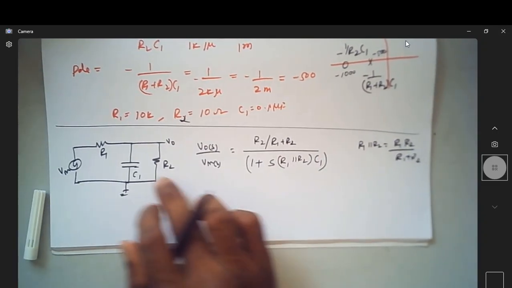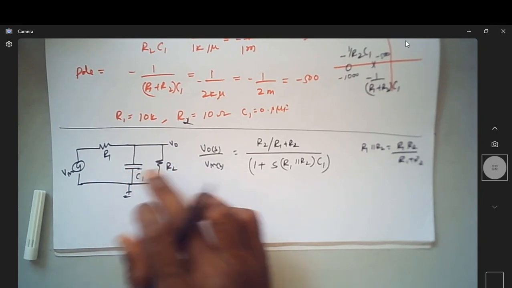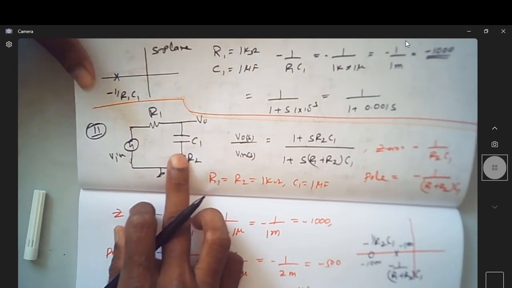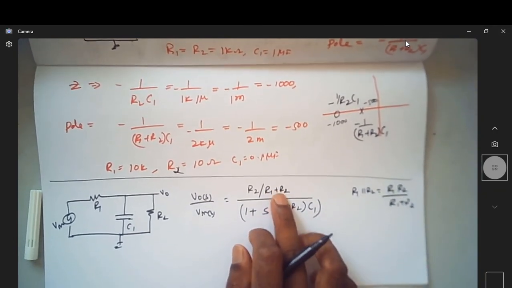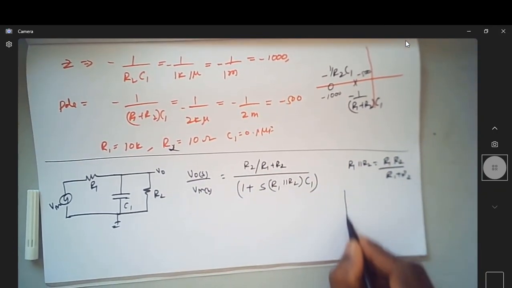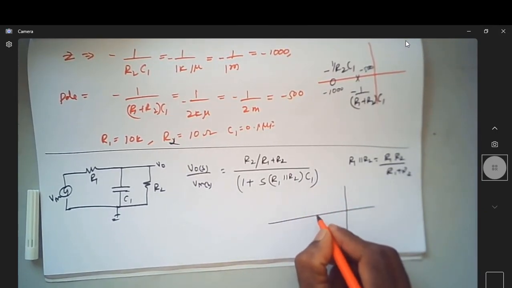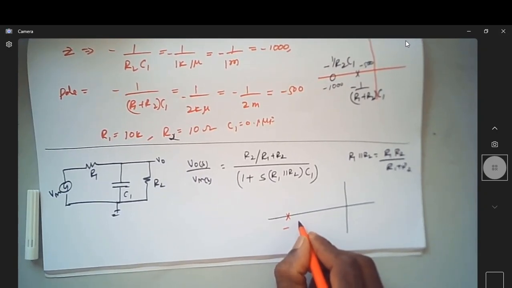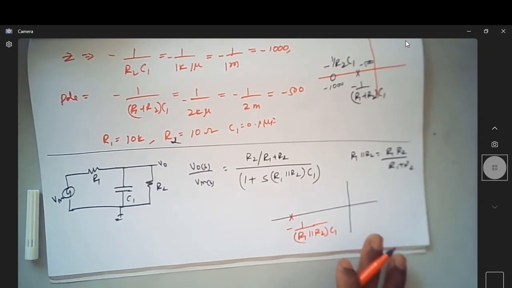Looking at this, the moment I add a resistor in parallel to this C1, there is no zero coming. In the previous case, a zero came at a finite value. Here there is no finite zero, so actually the zero is at infinity. If you try to locate the poles and zeros, there are no zeros, but the pole is at minus 1 over R1 parallel R2 into C1. So this is the pole position.